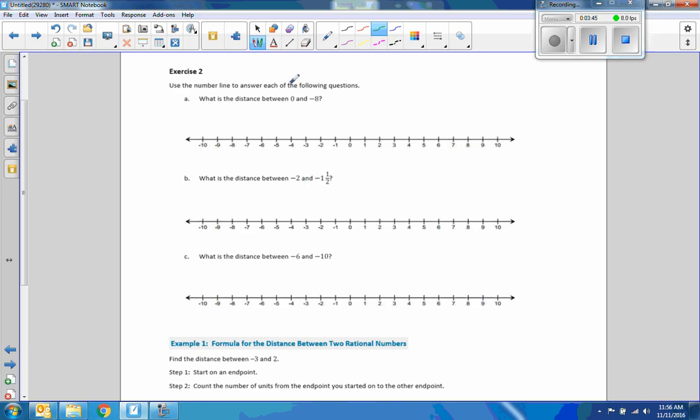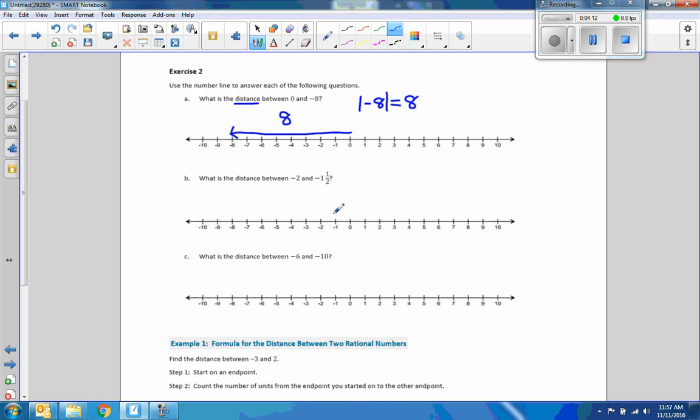Okay, now that you've done these, let's take a look. It says, what is the distance between 0 and -8? 0 to -8 is a distance of 8. It is not -8. Distance is always positive. Distance is the absolute value of the number we're dealing with. So the absolute value of -8 is 8.